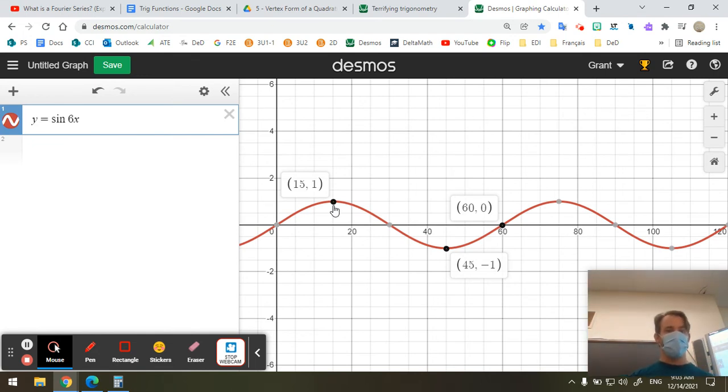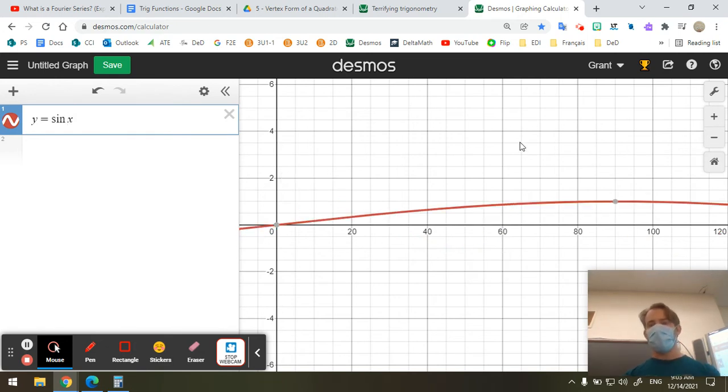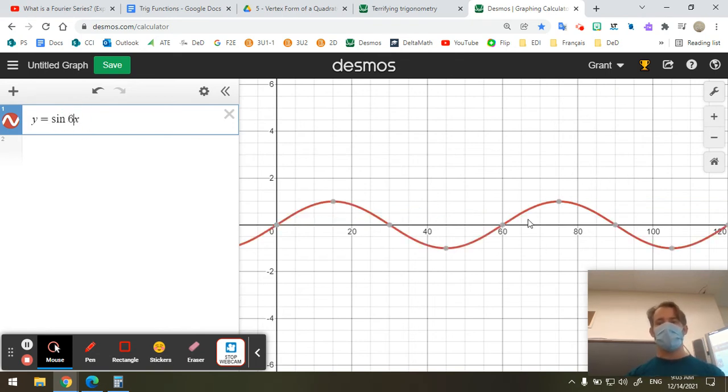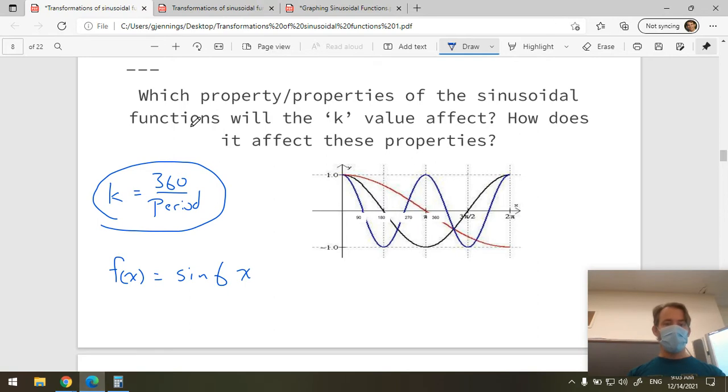That's why it squeezes it. If I don't have this 6 in here, you'll see it's much, much flatter. And there's that point 91. If I squeeze that 6 times towards the y-axis, that's the desired function that has a period of 60. You see it? Now, how did we do that? How are we going to do that algebra?